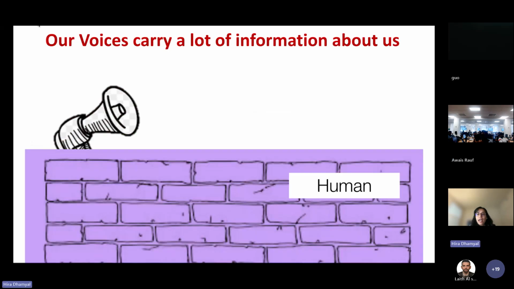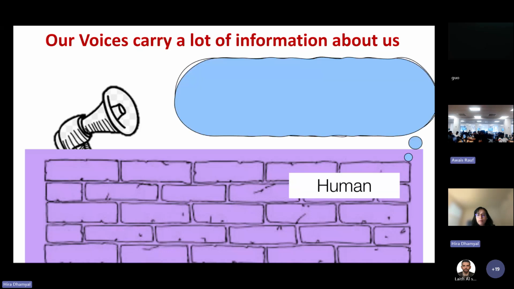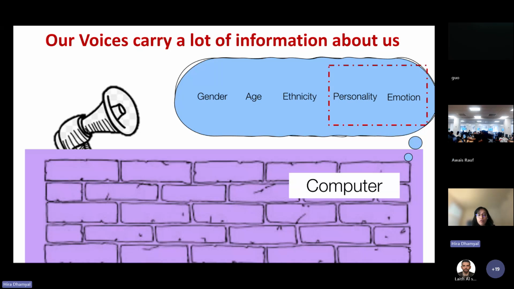So imagine a scenario where a speaker is standing behind a wall where you cannot see them, but you can hear them. And just from their voice alone, you can make a number of inferences about them, like their gender, their age, their ethnicity, their personality, their emotion, among other such parameters. You do not have to see them. You can just hear them and make these inferences. And similarly, a computer can potentially make the same inferences, but quicker and better than humans can. In this talk, we focus on how the psychological traits of emotion and personality can be inferred from voice alone.